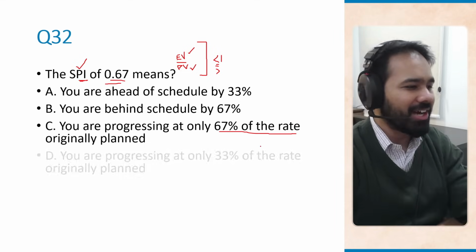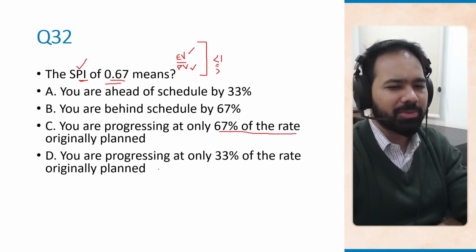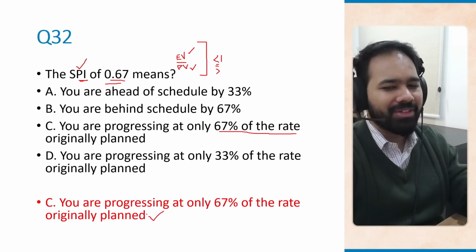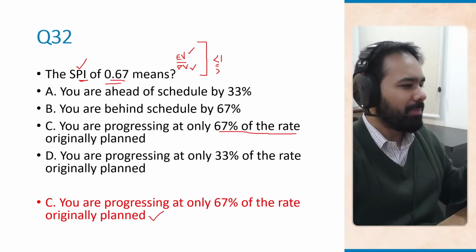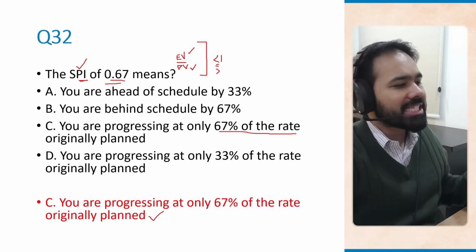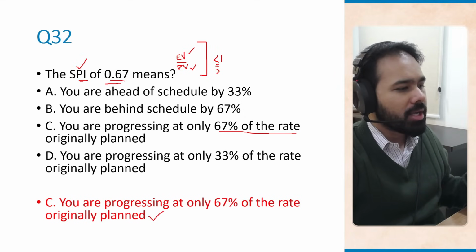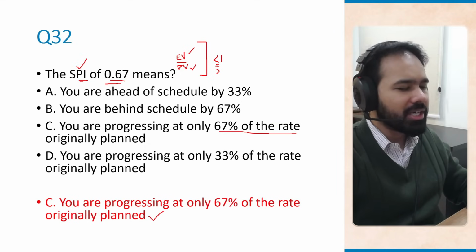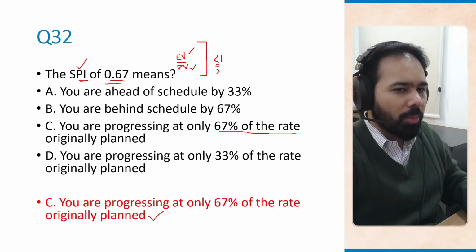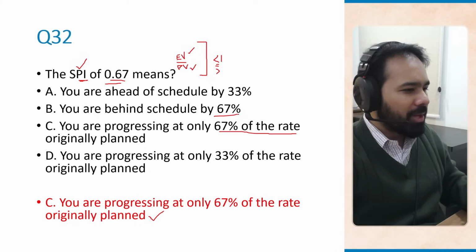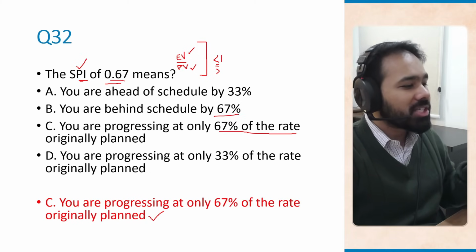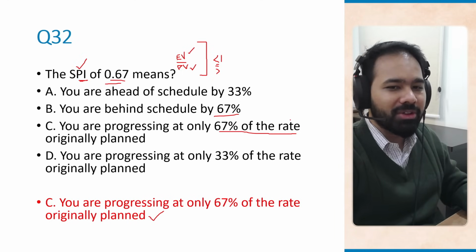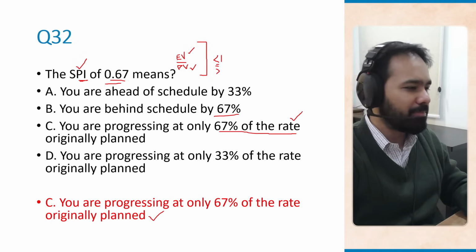This is the correct answer. And you are progressing at only 33%? That is not correct. So the correct answer is you are progressing at only 67% of the rate originally planned. This means you are achieving 67% of the planned work per unit of time, and obviously this means that you are behind schedule. Now, option B is incorrect here, because it is not a percentage behind, it is a performance rate. So we talk about 67% of the rate originally planned.